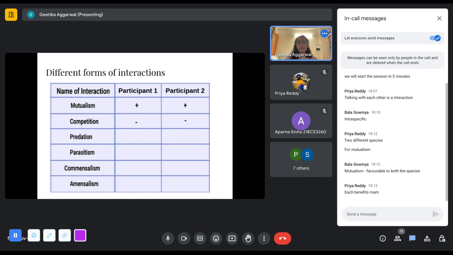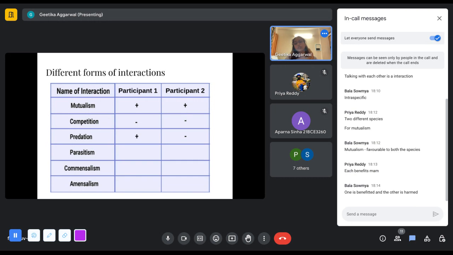But okay. So predation is basically one of them is gaining something and the other one is losing something, because the predator is basically going to eat up the prey. So the predator has a positive effect and the prey is being harmed. Similarly, in parasitism, the parasite is going to be positively impacted by parasitizing the host, and the host is going to be harmed. In commensalism, we see that one of the species is positively impacted and the other one is not impacted at all.